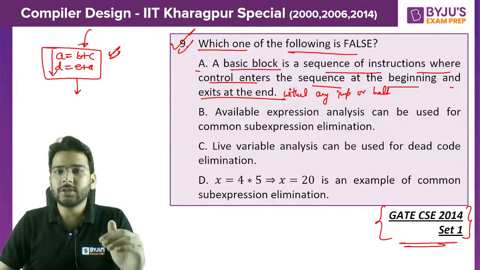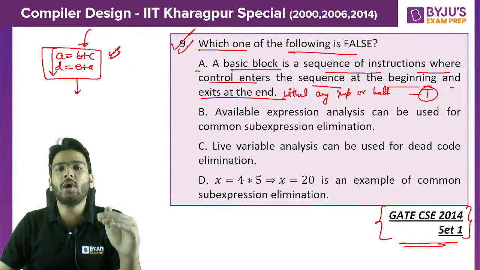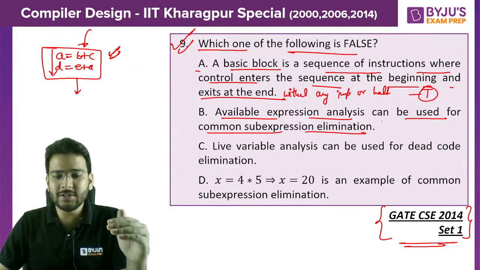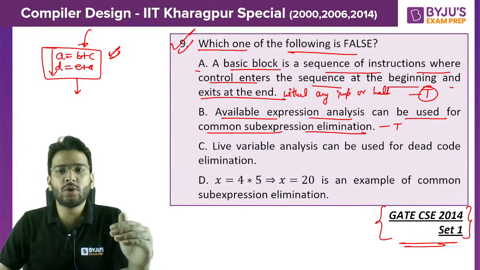Is it clear? So this is true here. This is basic block. What about option B? Available expression analysis can be used for common sub-expression elimination. What about this? Is it true or false? This is also true. Why is it so?